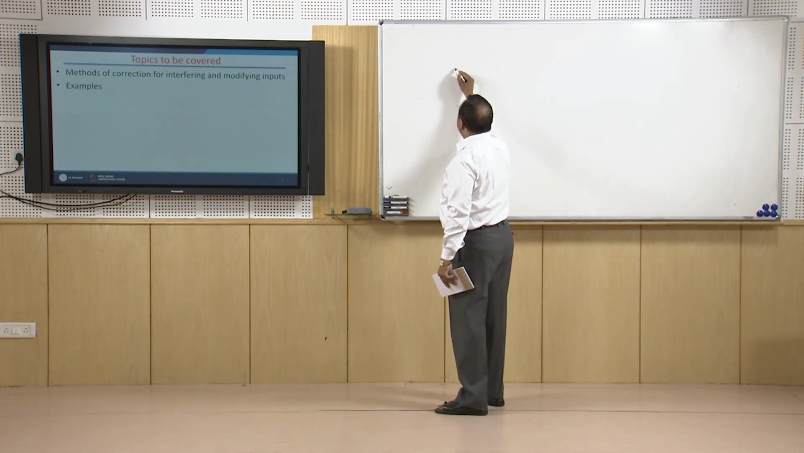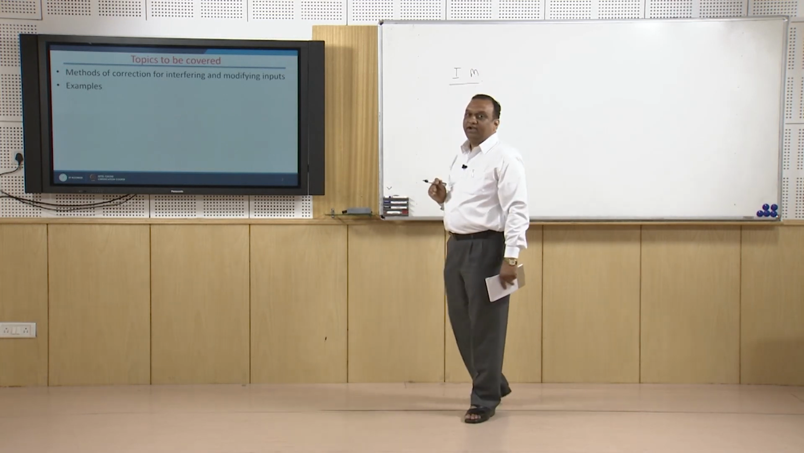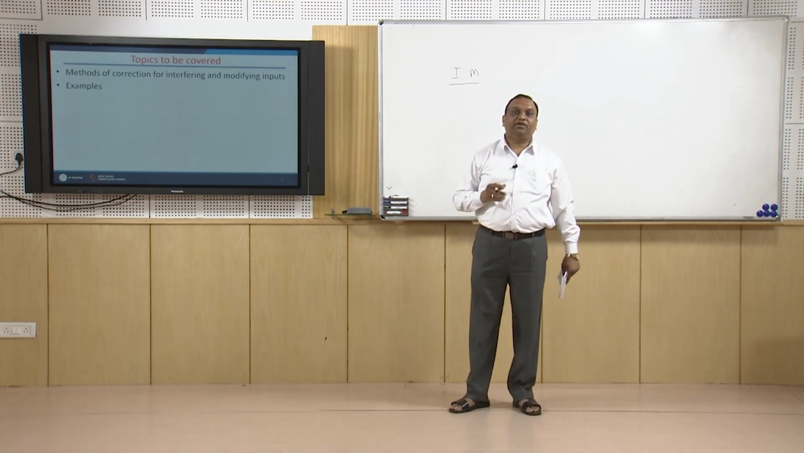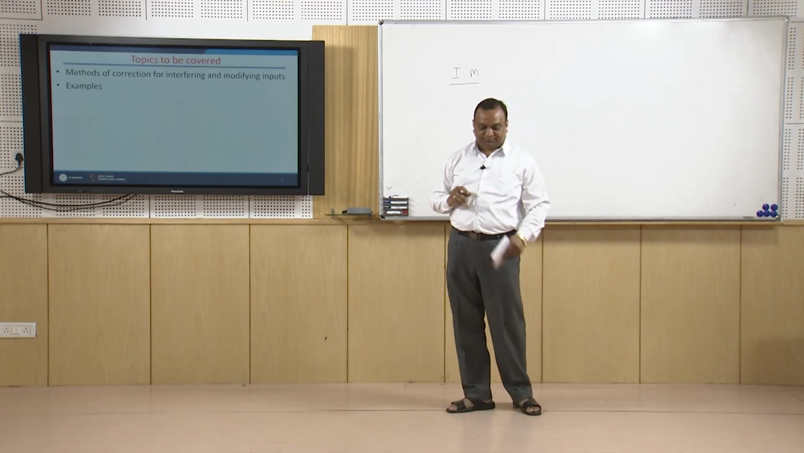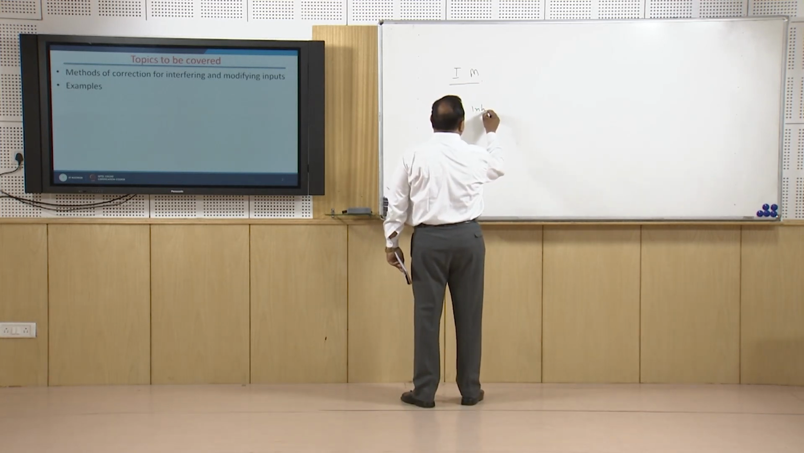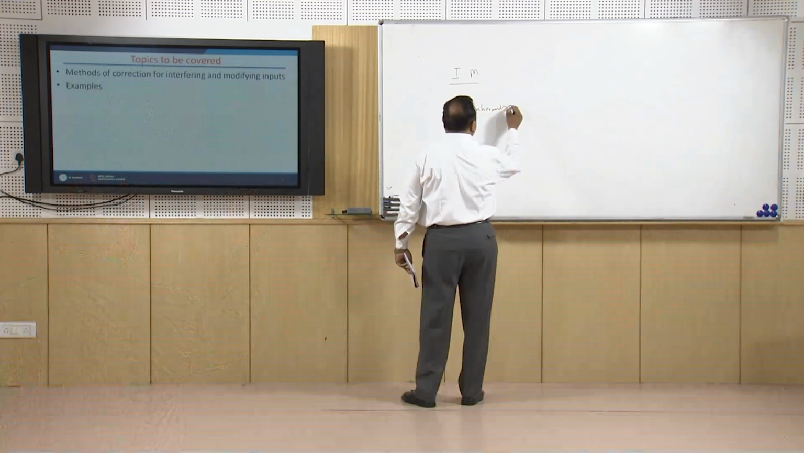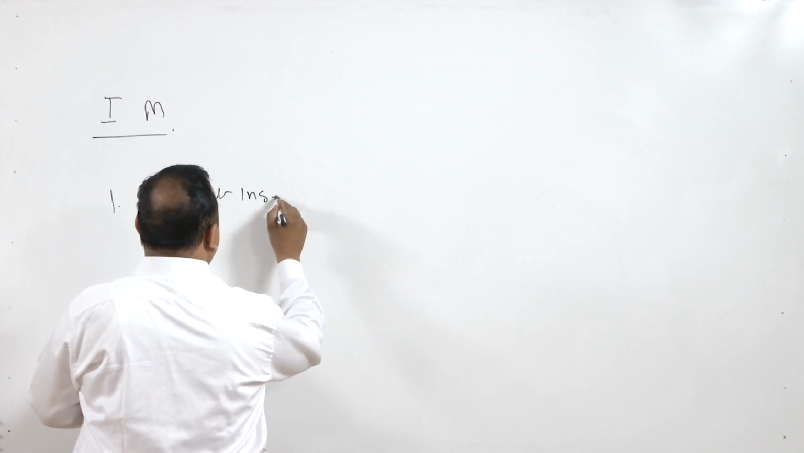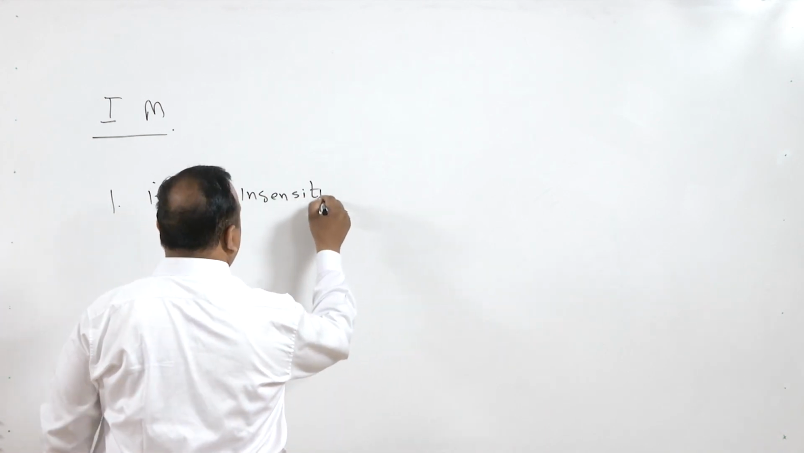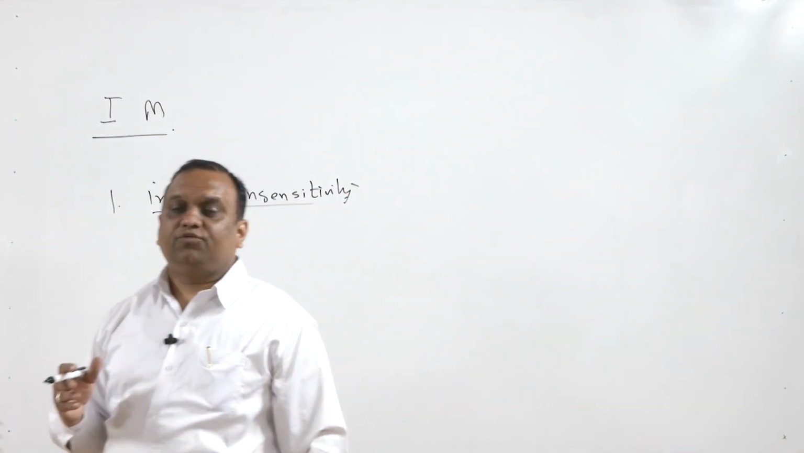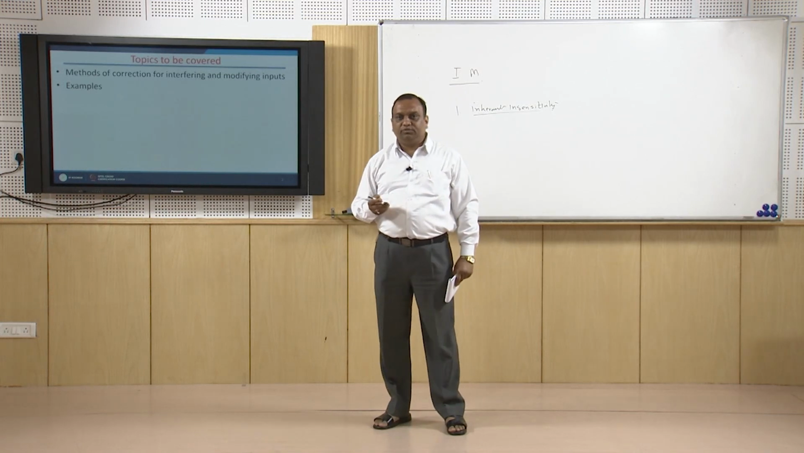Interfering and modifying signals are not desired at all, right. So, the issue is how to correct, how to get rid of interfering and modifying signals. So, first is inherent insensitivity. We can make the instrument inherently insensitive to these type of signals.